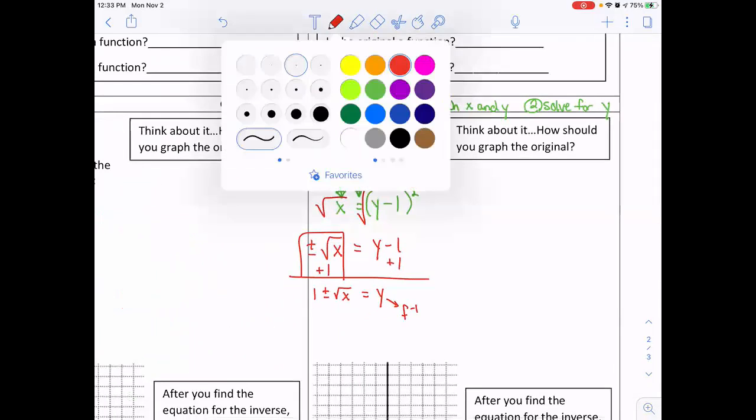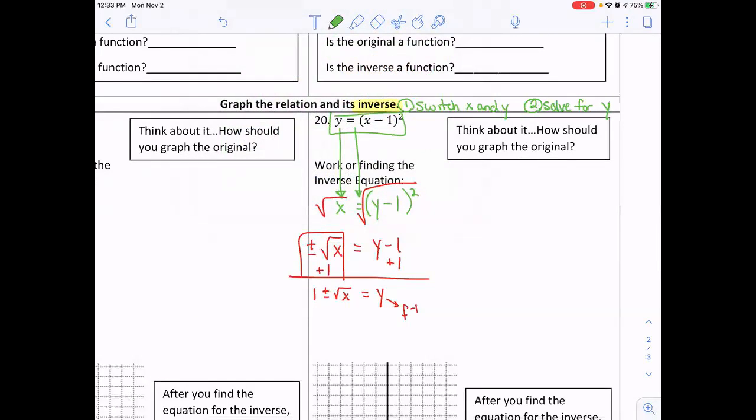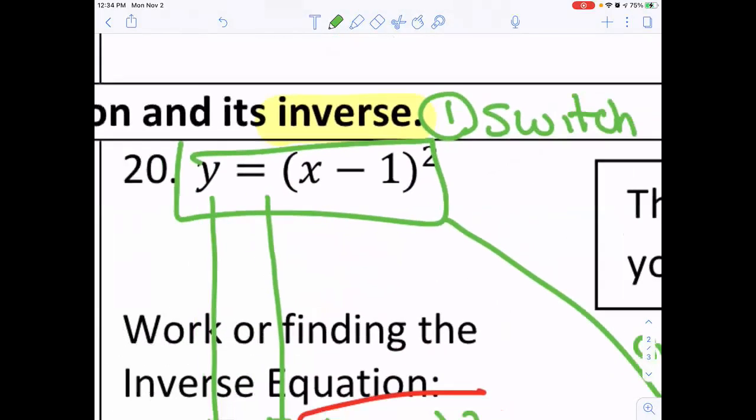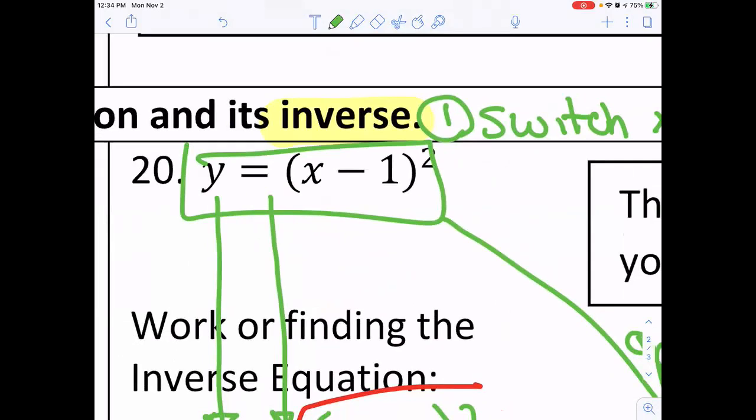Before you say how do we graph that, I have a question. How do you graph the original? You could plug it into your calculator. Is this going to be a straight line or a U shape? And is this in vertex form or standard form? It's in vertex form. That would be linear. Why is this in vertex form? Because it's inside parentheses.